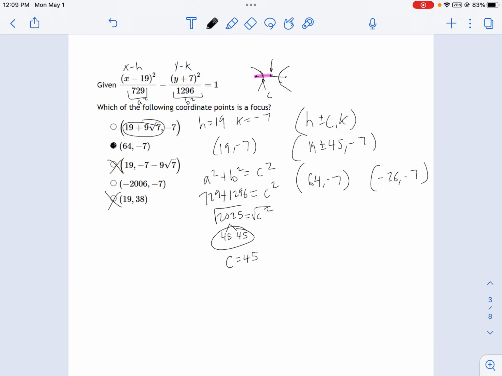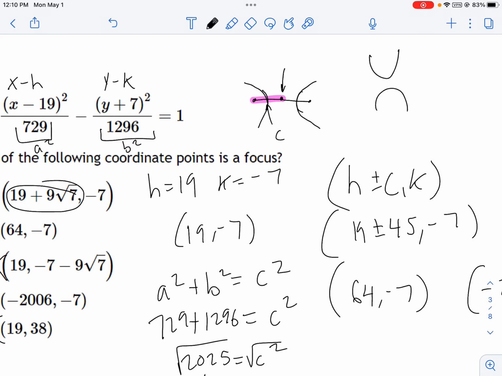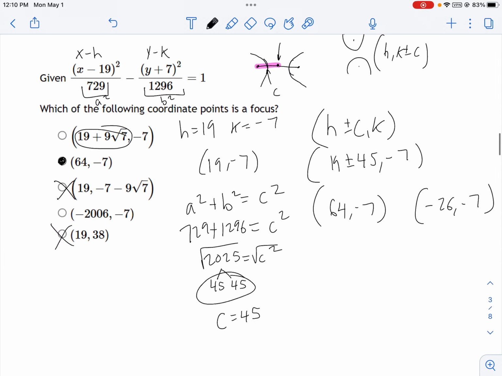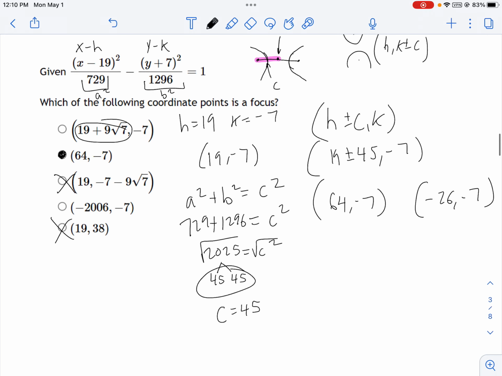So the first thing you've got to figure out is what orientation you have. If we had a vertical orientation, that would have been your h and then k plus or minus the c value, because your focus point would have been up and down from your center. That would have been a vertical change. So just keep that in mind as you're going through this problem, but otherwise, that's all you've got to do.